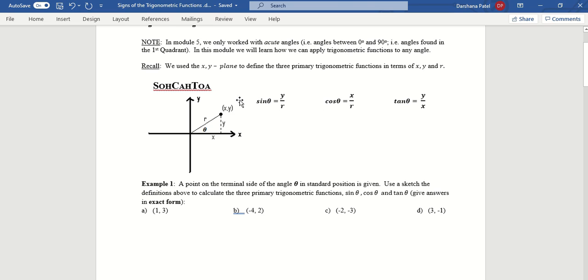Let's recall a little bit. We used the xy plane to define the three primary trigonometric ratios along with r. If the point is (x, y), this distance along the x-axis we call x, this one y, and r is the hypotenuse, or the radius of a circle if you were to think about it. Then using SOHCAHTOA, sine theta is opposite over hypotenuse, so y over r. Cos theta is adjacent over hypotenuse, so x over r. And tan theta is opposite over adjacent, so y over x.